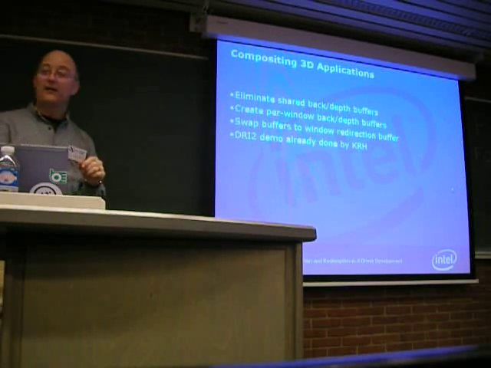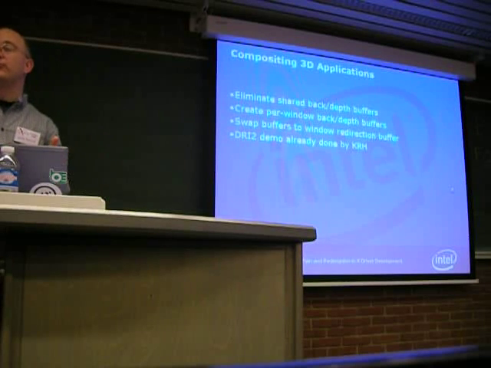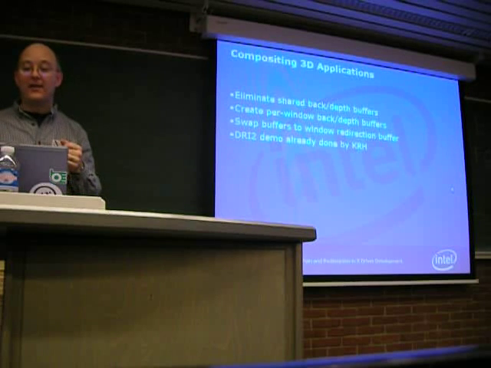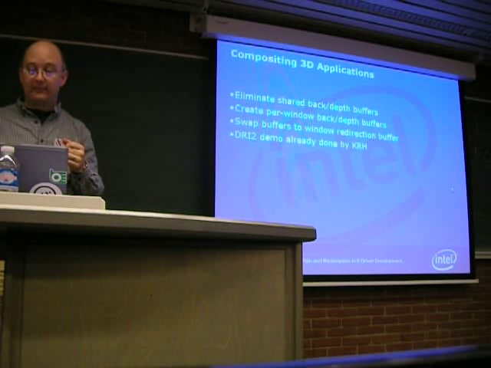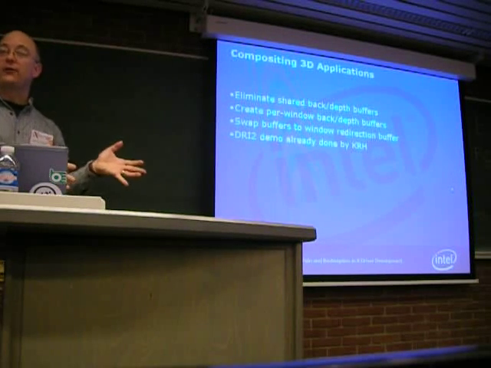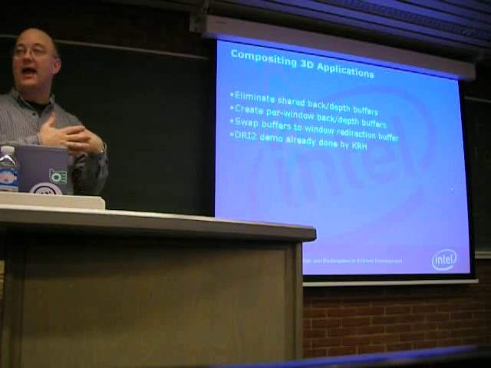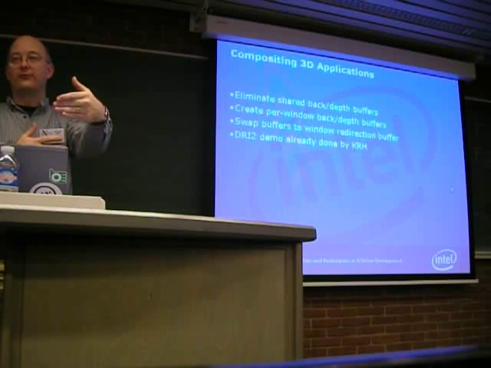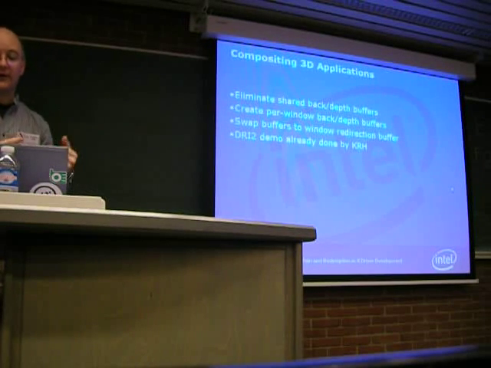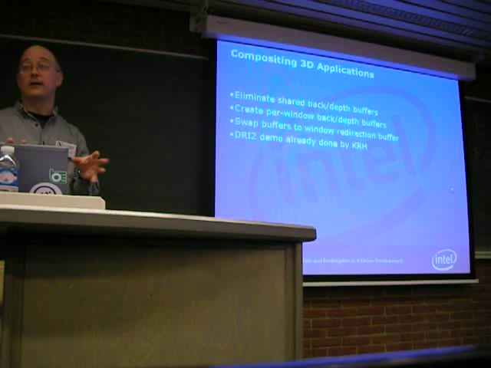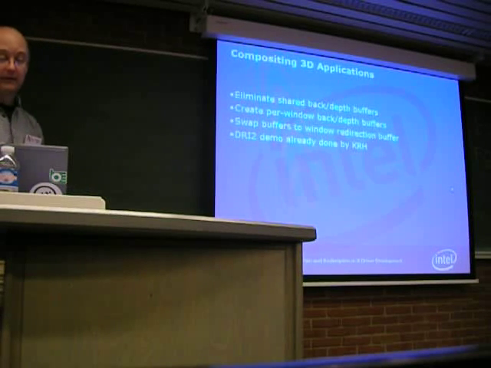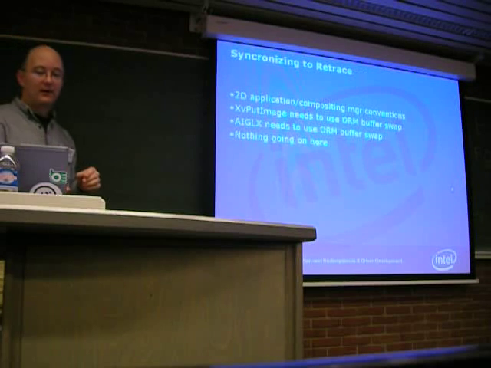It's really icky. Obviously, what we want to do is move to per window depth and back buffers. And then we want to be able to take those private back buffers and swap them to the redirected window buffer instead of the frame buffer. So that's going to take some changes there. We already have a demo of this working, so this is functionality that's actually landing fairly soon. Yay! Finally.